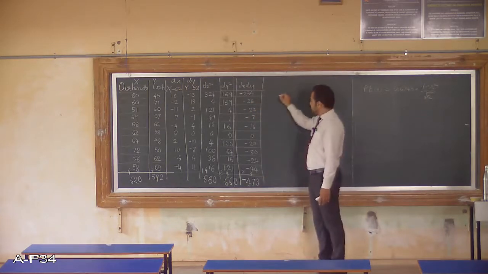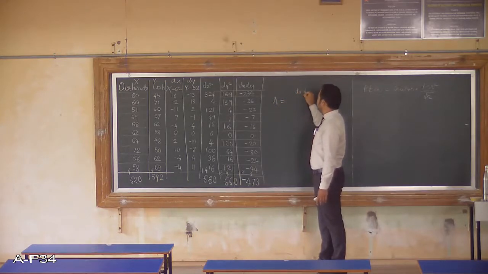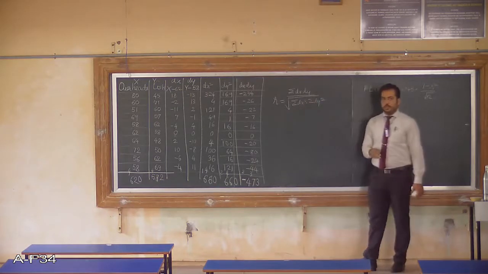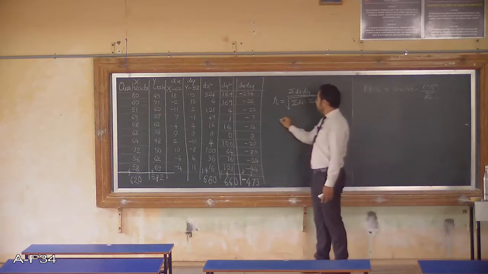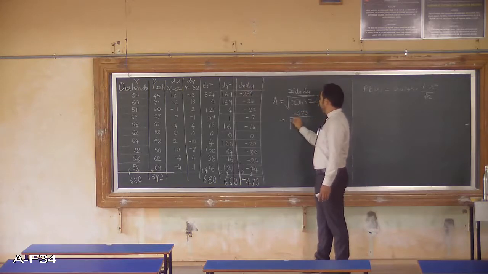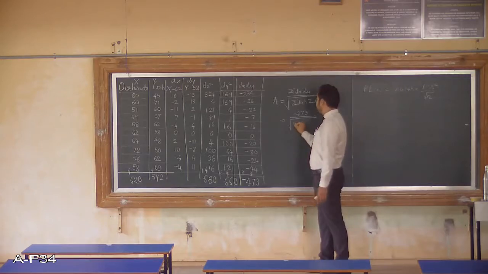Alright, so we will substitute into the formula. So our old formula, that is summation of dx dy divided by square root of summation of dx square into summation of dy square. So this was the formula. So our summation of dx dy is minus 473 divided by summation of dx square and dy square. We have got both of them the same, that is 660 into 660.